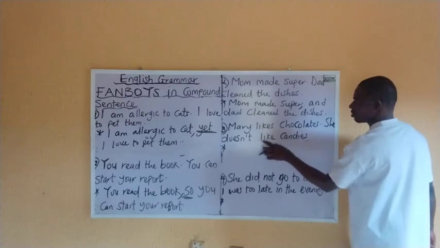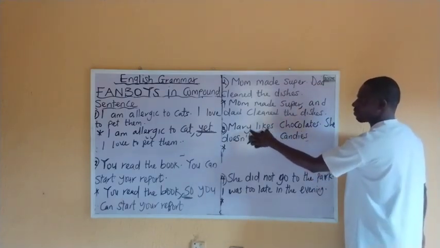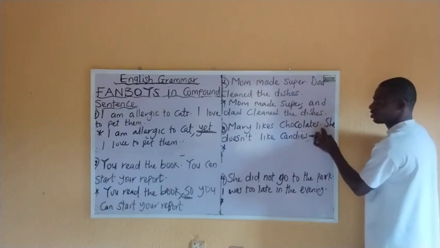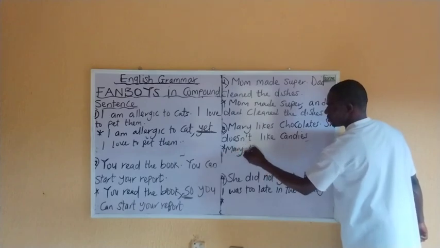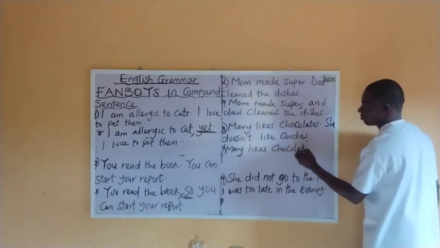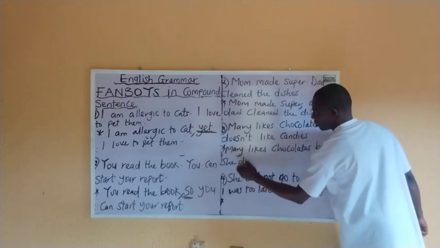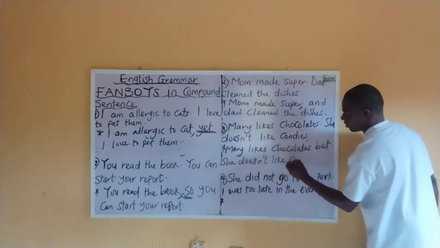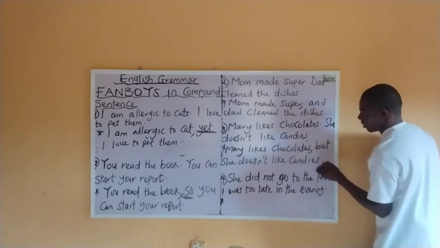Mary likes chocolates. She does not like candies. So this is a statement where the first part is positive and the second part is negative. So the right FANBOYS to use is "but." Mary likes chocolates, but she doesn't like candies. Okay, a comma here, full stop.